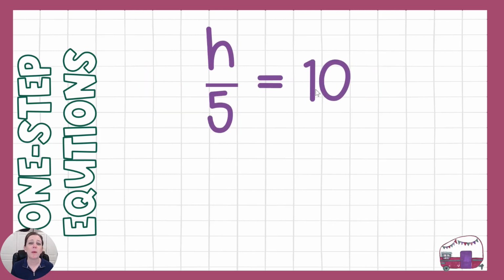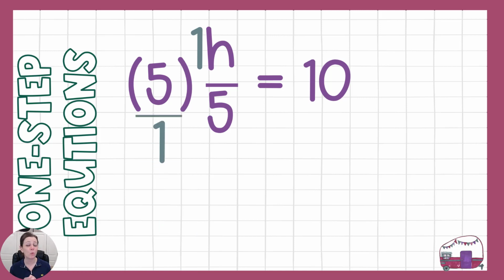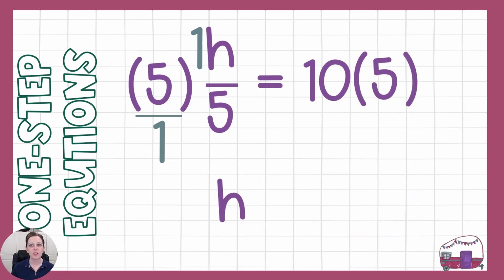All right, our next problem, h divided by 5 is 10. Again, this is division. We're going to do the opposite and multiply. So we're going to multiply this side by 5, and just so you can kind of see that again, there's a 1 by that h and a 1 under the 5. 5 times 1 is 5. 1 times 5 is 5. 5 over 5 is 1 whole, or 1h, which is what we want. And then go to the other side and do the same. 10 times 5 is 50. Check it. 50 divided by 5 is in fact 10.